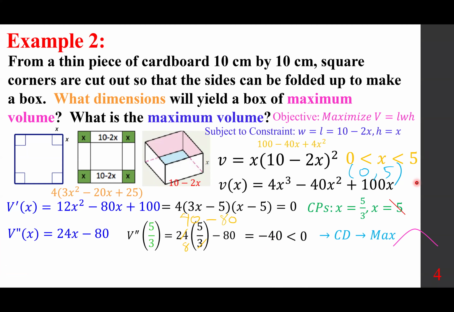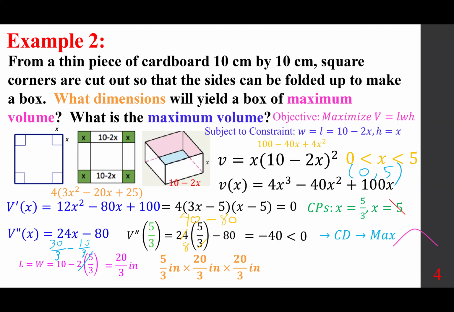So if x equals 5/3, the width and the length should be 10 minus 2 times that. And that gives you 10/3, right? So 10 minus 10/3 is 30 thirds minus 10 thirds. So the answer is 20/3 inches. So the dimensions are 5/3 by 20/3 by 20/3.